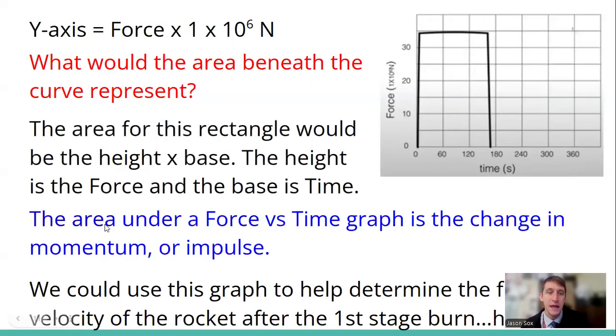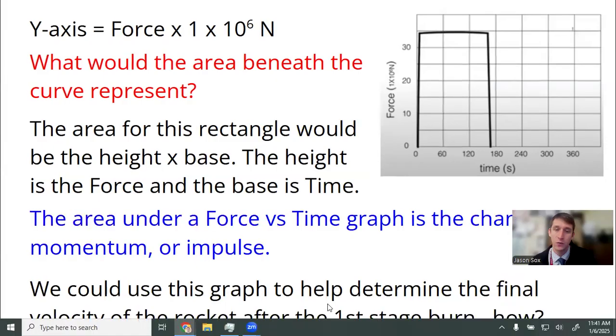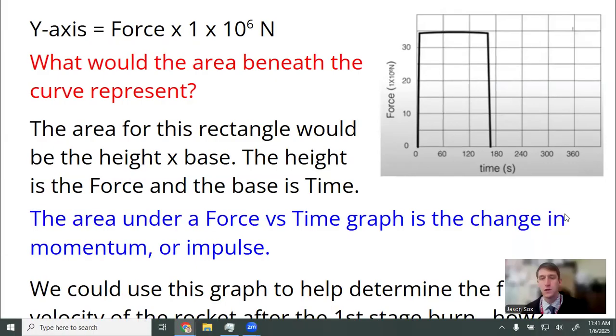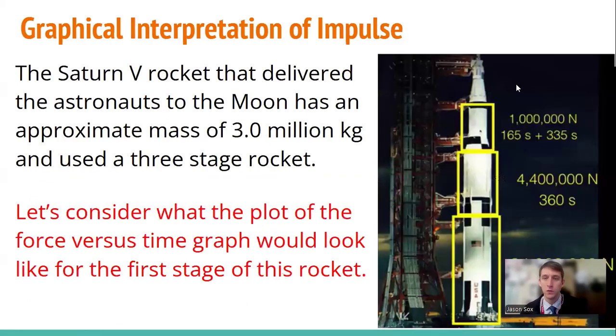So indeed, the area under a force as a function of time is the momentum and the impulse. That's the Newton's second law version that we derived earlier. Net force times the change in time represents the impulse. Again, impulse is just a name for the change in an object's momentum. So we could use this graph to determine what the final velocity of the rocket would be after stage one, right? Going back to the picture, the initial velocity is 0. So what would be the final velocity of this whole system after this complete burn?